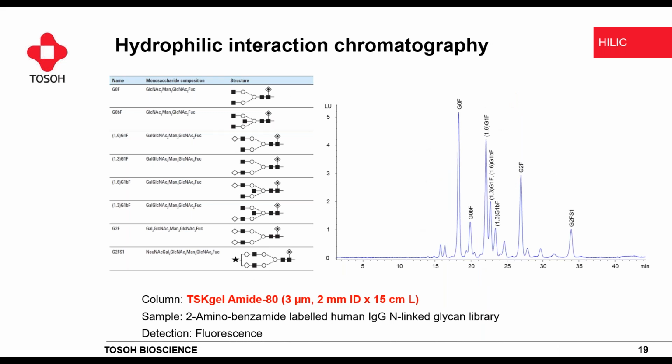Here you see a hydrophilic interaction chromatography with different glycosylation patterns. This can look like this. We use the TSK gel Amide-80 column. And as a sample, we use the 2-aminobenzamide labeled human IgG N-linked glycan library. You see the overview here. And you see you can detect the signals with fluorescence quite nicely separated. So you really get an idea of what glycans might be in your sample, what not, if you've also run a comparable sample like a standard with it.